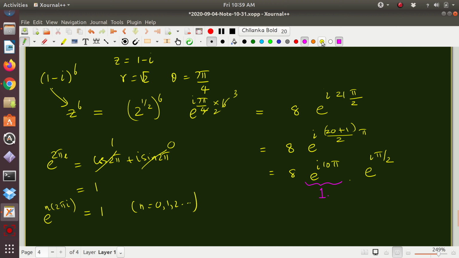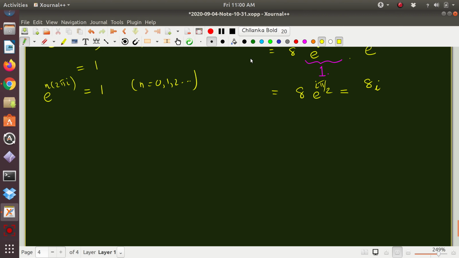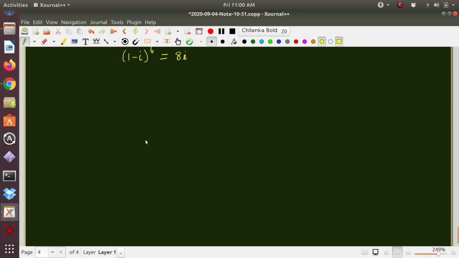So this is 8 e to the i pi by 2. e to the i pi by 2 is cos pi by 2 plus i sine pi by 2. Cos pi by 2 is 0, sine pi by 2 is 1. So this is nothing but 8i. Okay, so the answer to (1 minus i) whole to the 6 is 8i. So you can use the polar form very easily to find out such results in complex numbers.